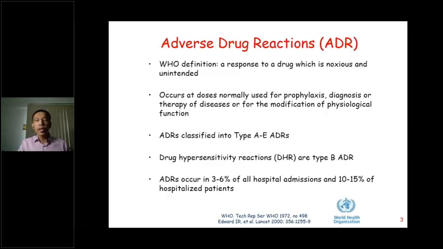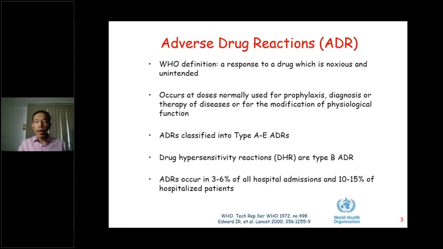So in the classification of adverse drug reactions, the WHO defines an adverse drug reaction as a response to a drug which is noxious and unintended. This usually occurs at doses which are normally used for prophylaxis, diagnosis, or treatment of a particular disease or condition, or for the modification of physiological function.